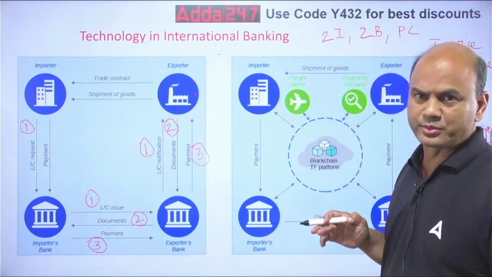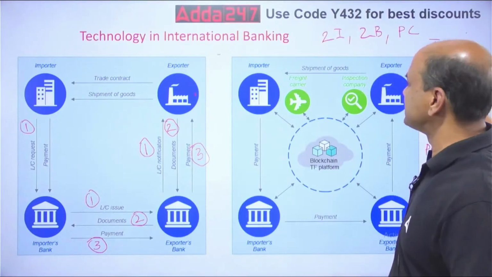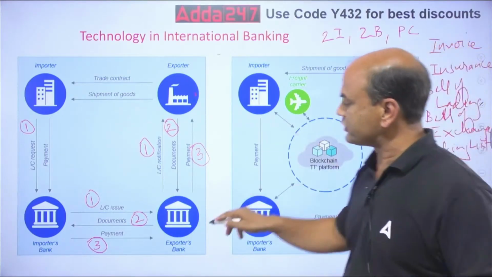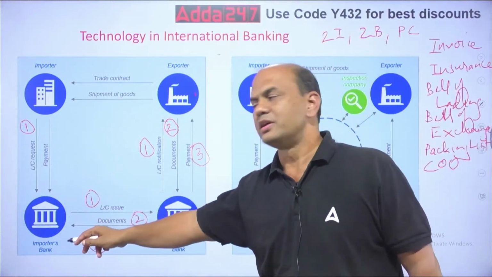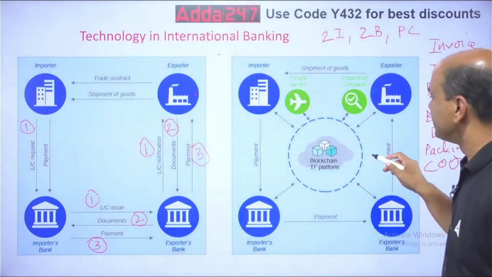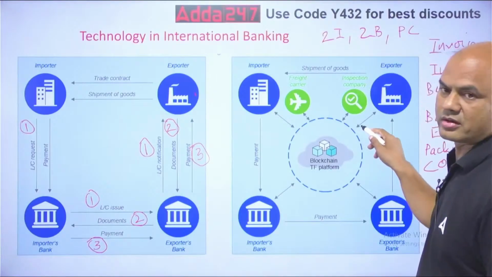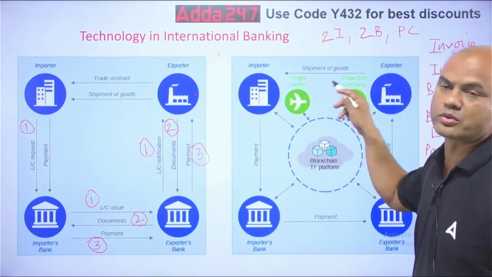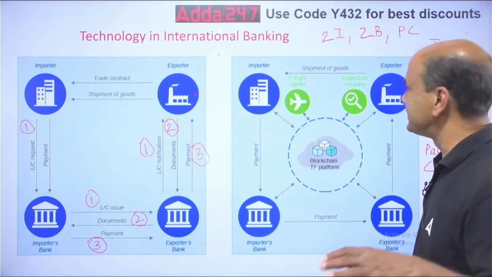So suppose the exporter prepares the invoice. Earlier, what used to happen is this exporter used to give it to his bank, which gave it to the issuing bank, right? Now what will happen? This is a common platform. The exporter will input it over here and immediately it is accessible to all. No need for delays of days.